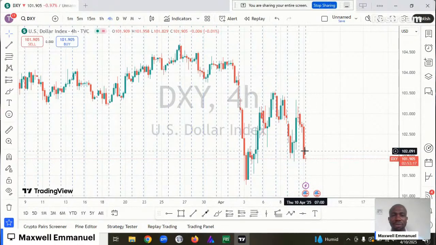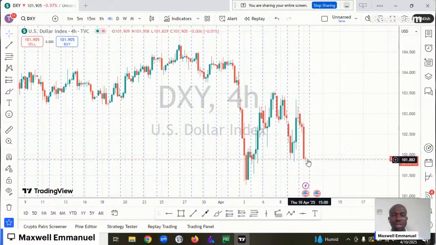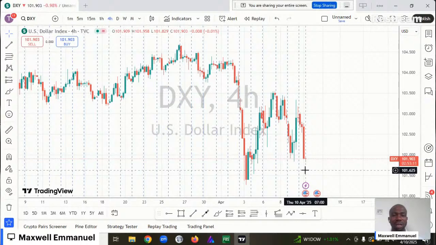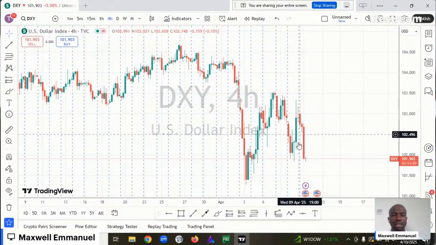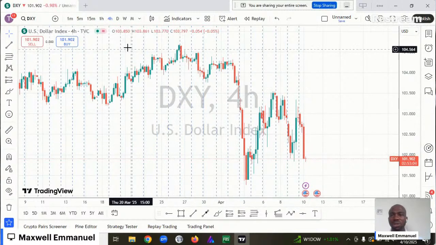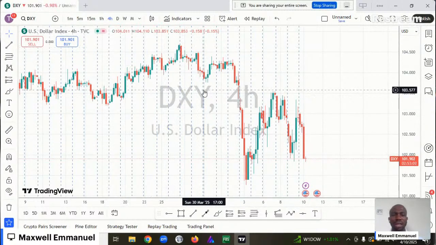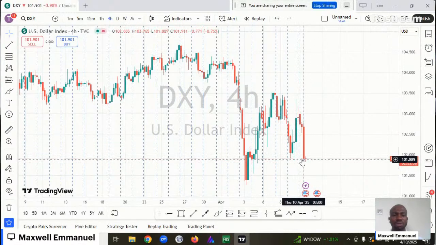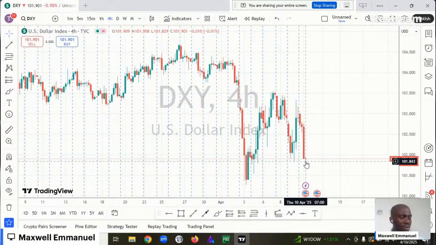So if the current 4 hour closes as a doji or a bullish reversal pattern, I would like to see price pull back to fill this fair value gap it has created. That's my expectation on dollar index. We have to wait for the current 4 hour candle to close.